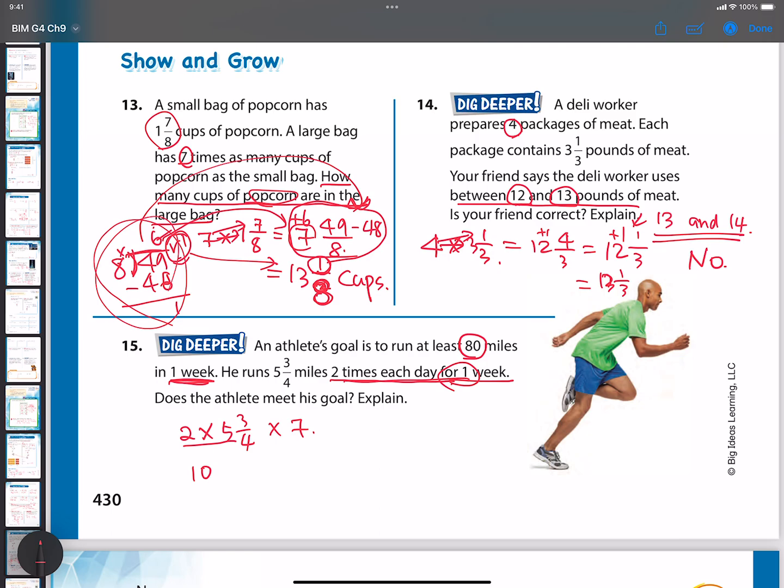Okay, let's do it this way. And then 2 times 3 is what? 6 over 4. Now 7 times this is the same as 7 times 10 and 6 over 4, which is what? 70. And 7 times 6 is what? 42 over 4. Listen, 4 can fit into 42 by what? 10 times, and then 2 is the remainder. So you add 10, take away 40, which is 80, and 2 over 4. So the athlete meets the goal or not? Yes. How? He ran 80 miles and a half.